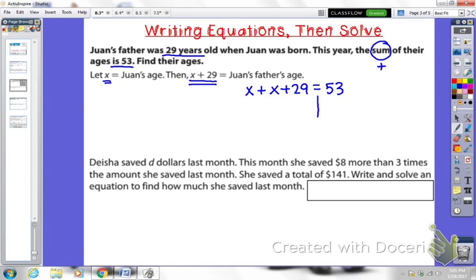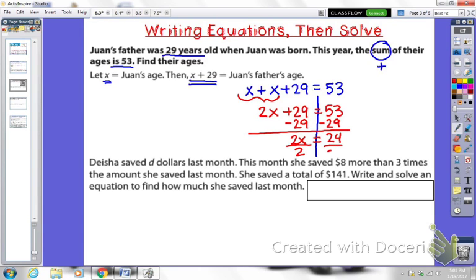So I'm going to drop a line here. X and X make 2 X's, so I'm combining those like terms. And now I have a 2-step problem. So first you're going to take away 29 from both sides, and you get 2x is equal to 24. Then you're going to divide both sides by 2 and get x is 12.